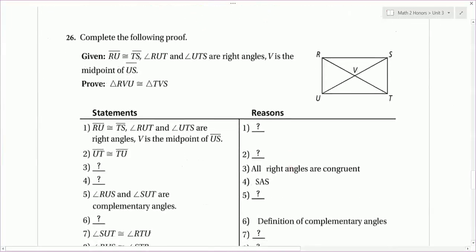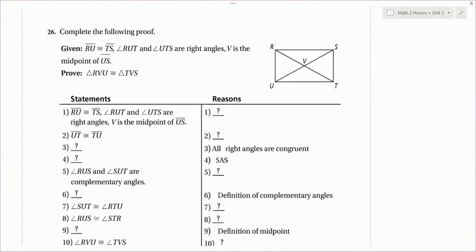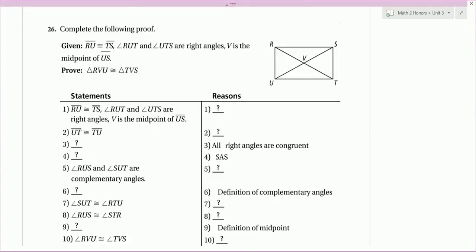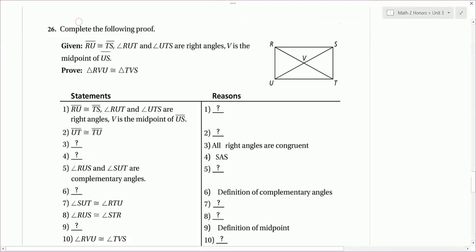Alright, number 26. Here we were supposed to complete the following proof, so they've kind of led us through some steps here. First statement, we know, is the given, right? But let's look at our graph, study it a little bit, see what's given to us. So we know that RU is congruent to TS. So RU here is congruent to TS.